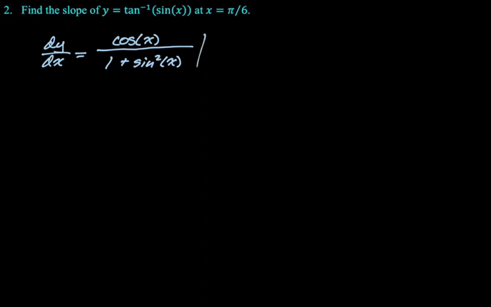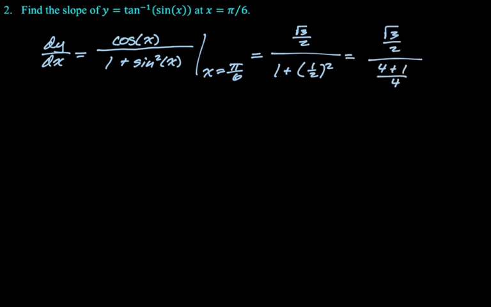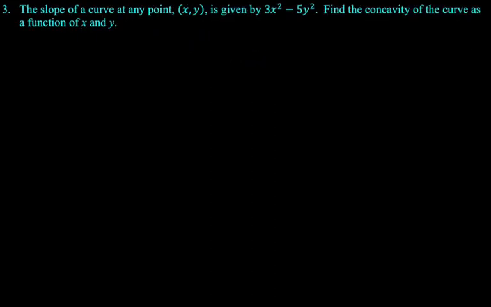So we're going to evaluate this at pi over 6. Cosine of pi over 6 is root 3 over 2. Sine of pi over 6 is 1/2. So we will end up with root 3 over 2 over 1 plus the quantity 1/2 squared. And then you just simplify that. So common denominator in the denominator, and ultimately that will simplify to 2 root 3 over 5. Pretty good question.